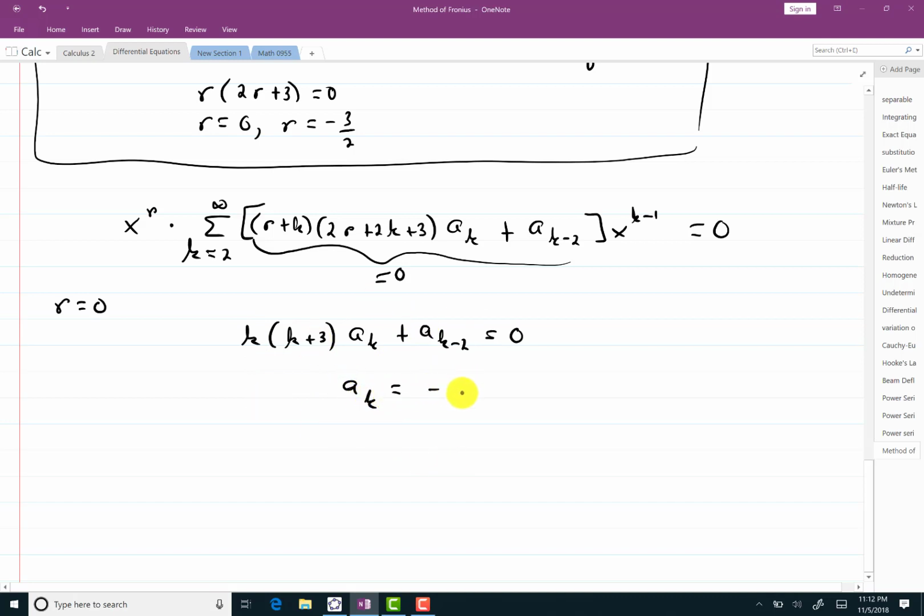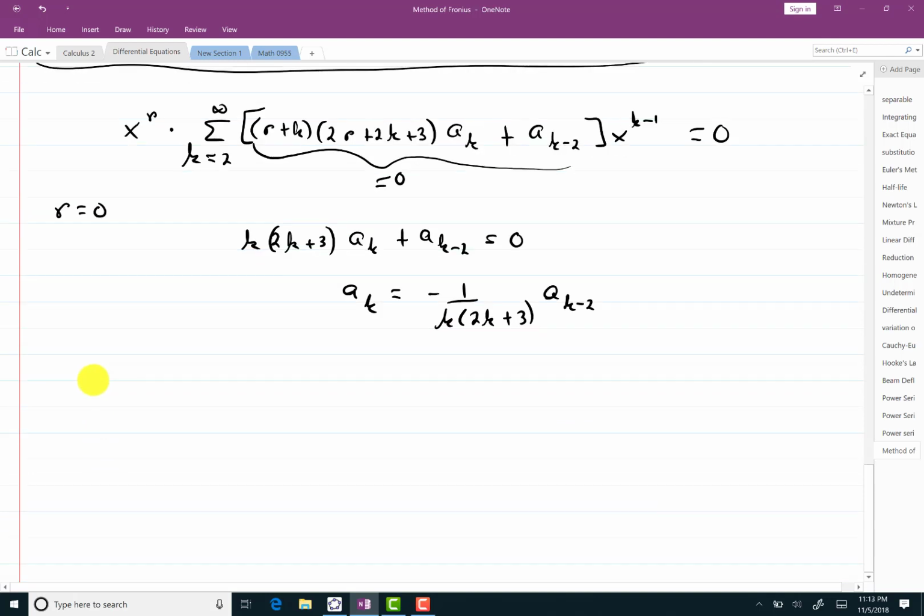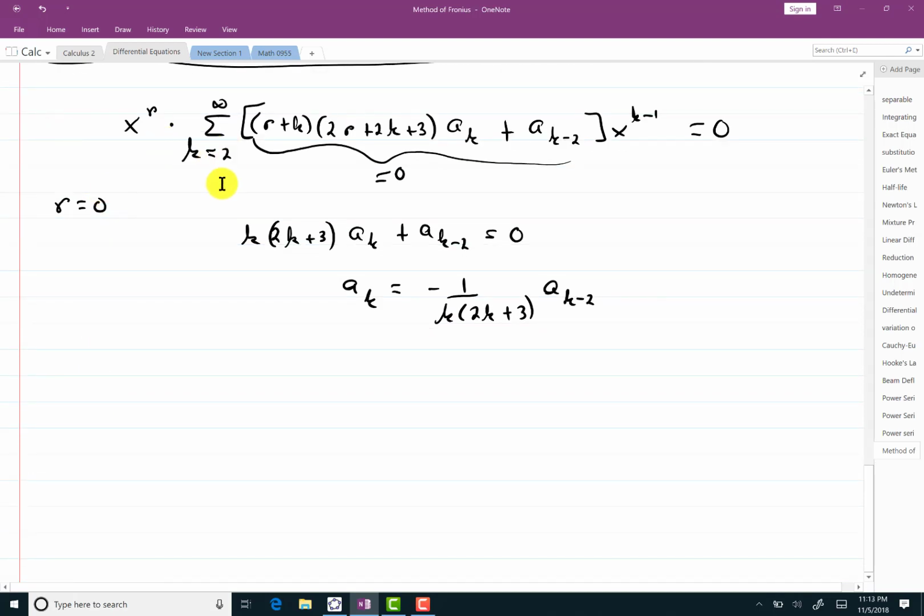That equals negative 1 over k times 2k plus 3, a sub k minus 2. Just noticed an error there. And now this series starts when k equals 2. So my k's will start at 2. K equals 2. I'll get a sub 2 equals negative 1 over 2 times, when k is 2, this part will be 7, a sub 0.